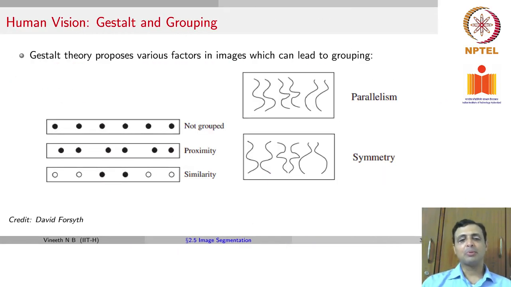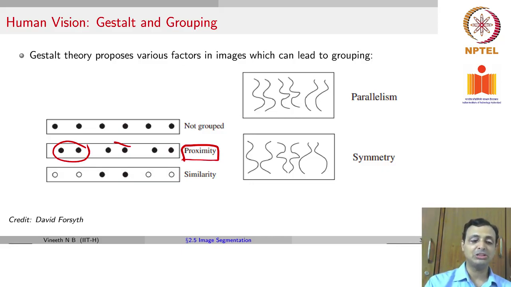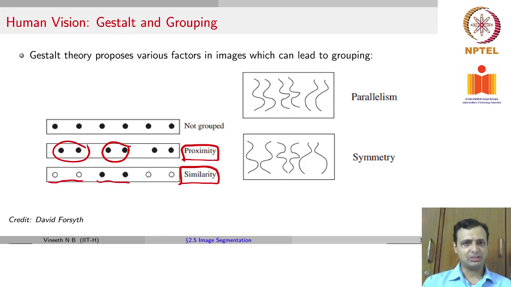So Gestalt theory proposes various factors in images which can result in grouping. On one hand, you could have proximity to be a reason. When there are objects or artifacts in the image which are simply close to each other and these groups lie in different parts of the image, that could result in one kind of a grouping. Or it could just be the similarity of the objects themselves. Some objects are hollow circles, some objects are filled circles, and just because these objects are different, they get grouped differently when we perceive this image.